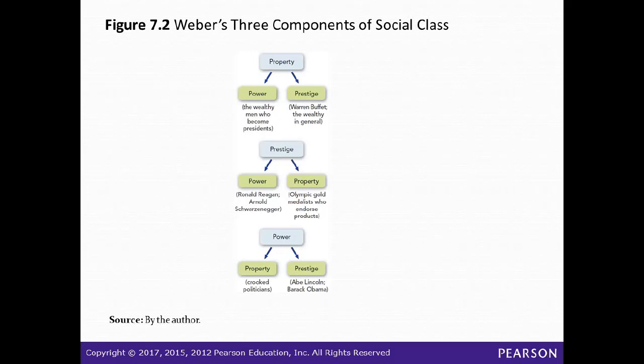Now, your prestige can also give you power and wealth. If you're prestigious, you can gain power, like Ronald Reagan and Arnold Schwarzenegger, who were actors and turned their prestige into power. And prestige can turn into wealth, like an Olympic gold medalist who can make money off that prestige through endorsements of products.